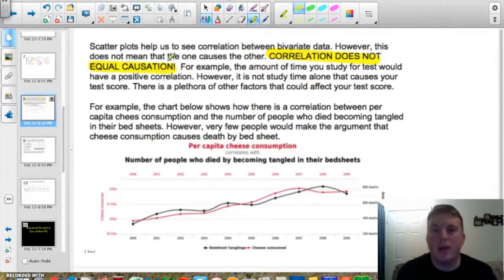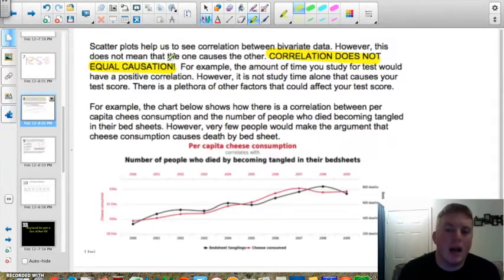For example, if you're thinking about the amount of time you study for a test, it would have a positive correlation with your test grade. Obviously, the more you study, the better you're going to do. However, the study time alone is not what decides your test score. There are a lot of other factors, a plethora of other factors that could affect your test score. Maybe you got a bad night's sleep the night before. Maybe you got a good night's sleep. Maybe you ate breakfast. Maybe you didn't. Maybe you had a cold that day and weren't feeling your best.